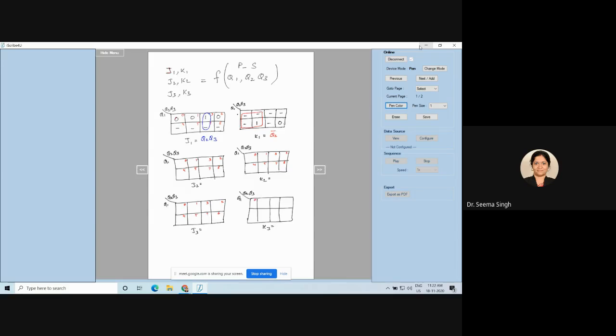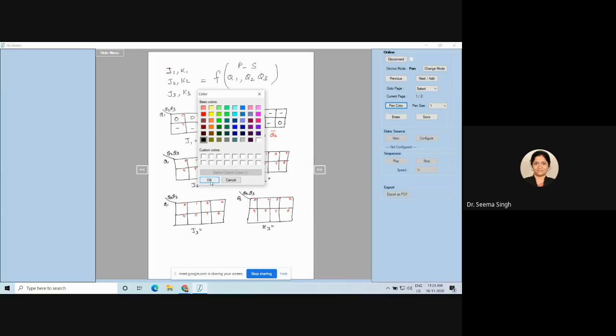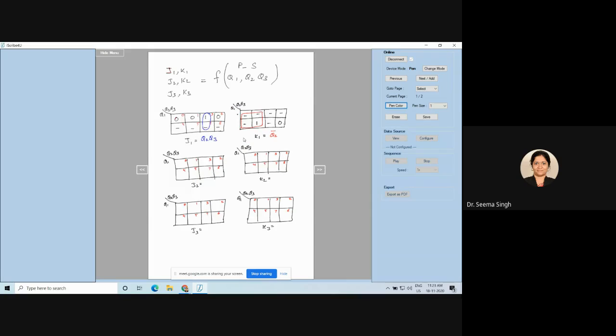Other USNs. Ma'am, J2 is Q3 bar. J2 is Q3 bar. Yes, ma'am. Okay, wait, I will put it. You should tell me which ones are ones. I hope others are also understanding what he is telling.